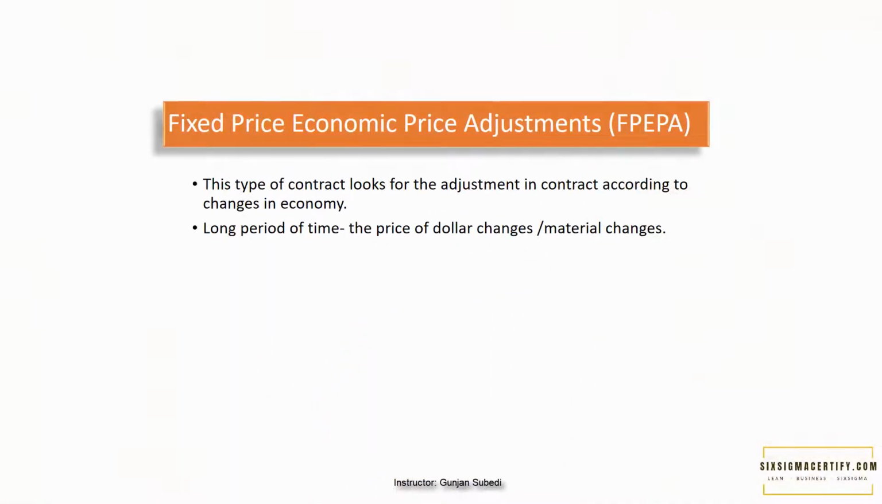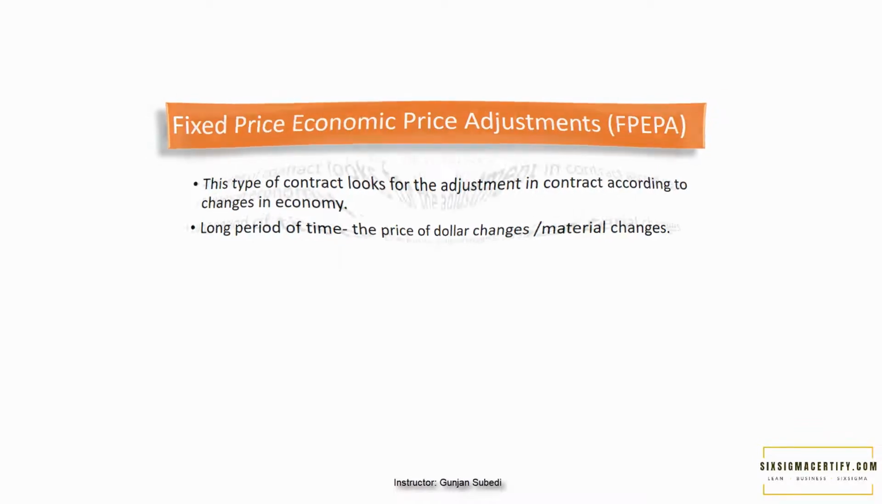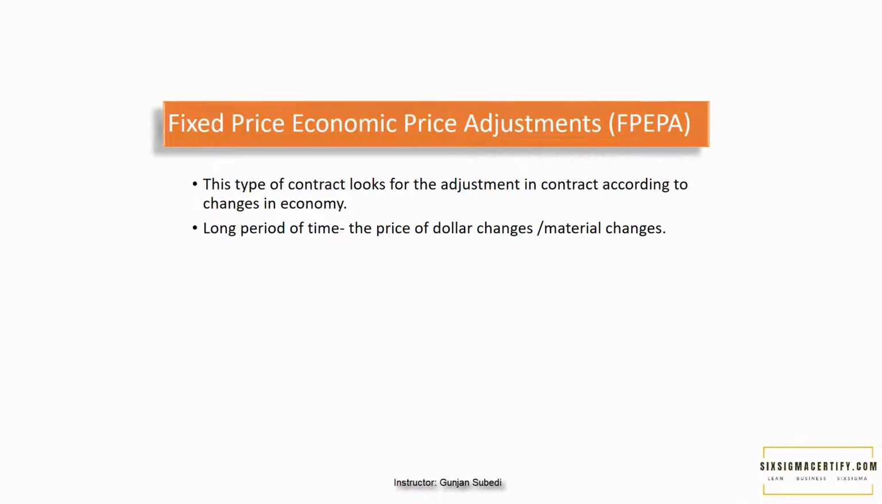We have another fixed price contract, that is fixed price economic price adjustment, or FPEPA. We know that in projects spanning over a long period of time, where the economy is changing and the value of currency and material changes, only a fixed price contract may not be enough. So we head over to another type of contract called fixed price economic price adjustment. This type of contract looks for adjustment in the contract according to the changes in the economy. This is generally for projects that span over a long period of time. An example is the construction of a highway. Here, the price of the dollar changes, the material changes, and it takes a long time.